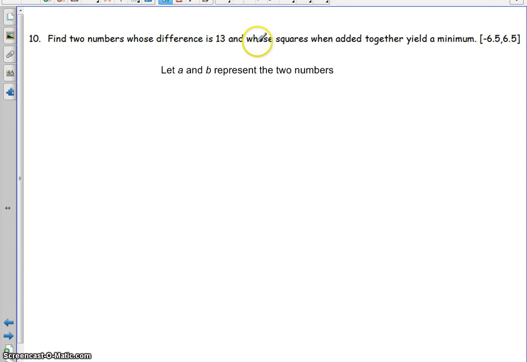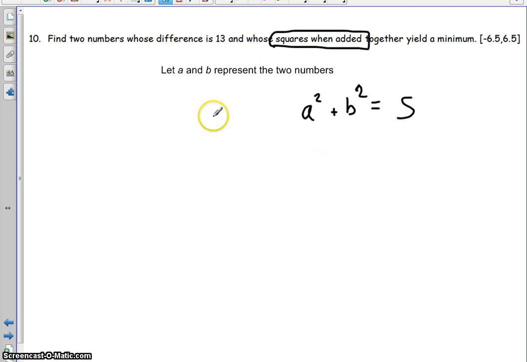Okay, so once we define those, again, we know we're trying to add the two squares together. So it means we're going to have the equation a squared plus b squared. What's that equal to? We don't know. Let's just call it s for sum. And we're trying to make this a minimum.